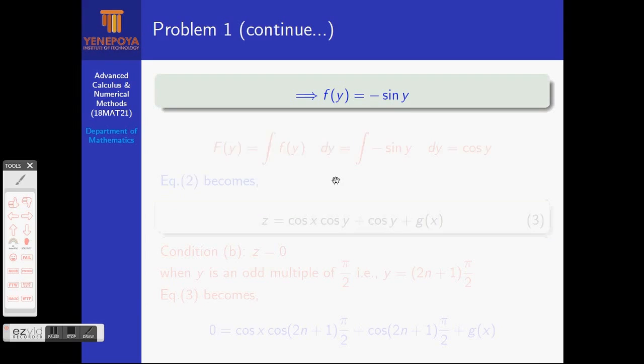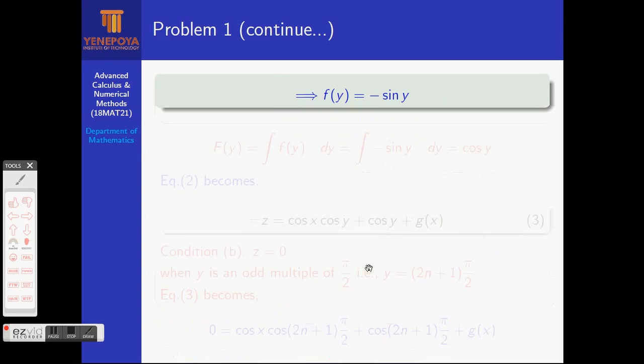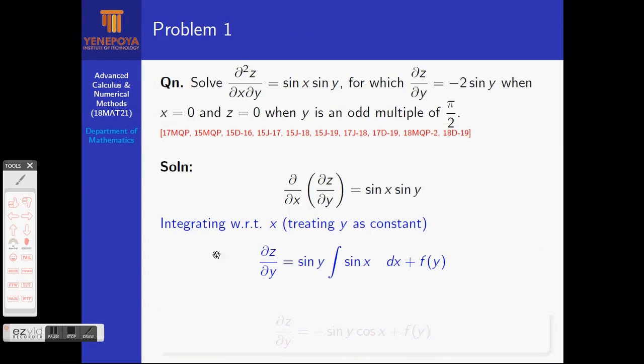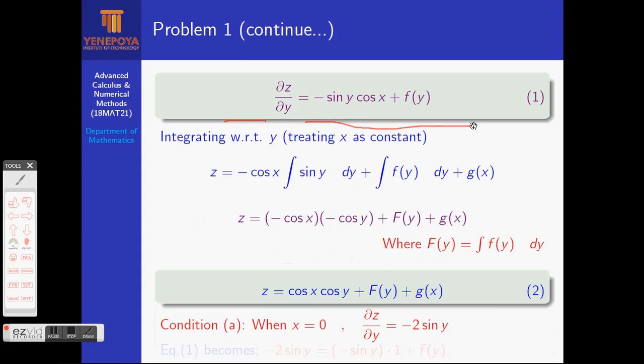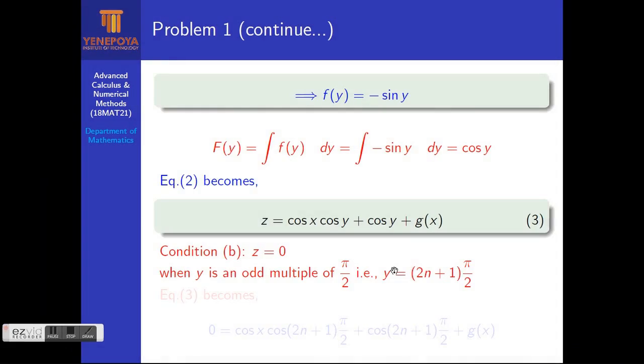Next, substitute capital F(y) in the second equation. So z = cos x cos y plus cos y again plus g(x). I'll take this as equation number 3. Now look at the second condition. When z = 0, y is an odd multiple of π/2. Odd multiple of π/2 means (2n+1) times π/2.